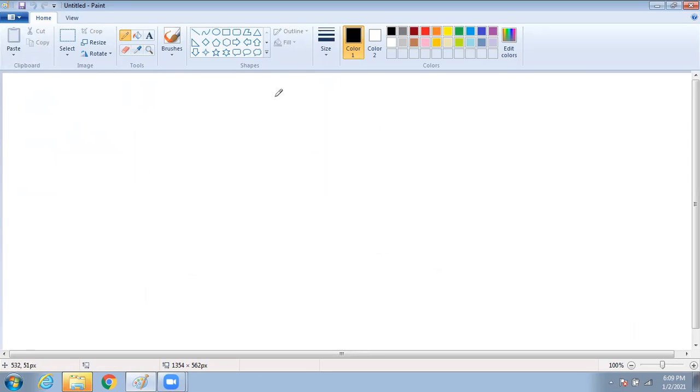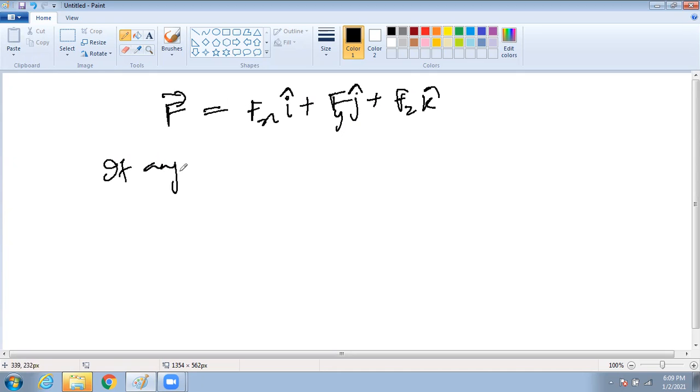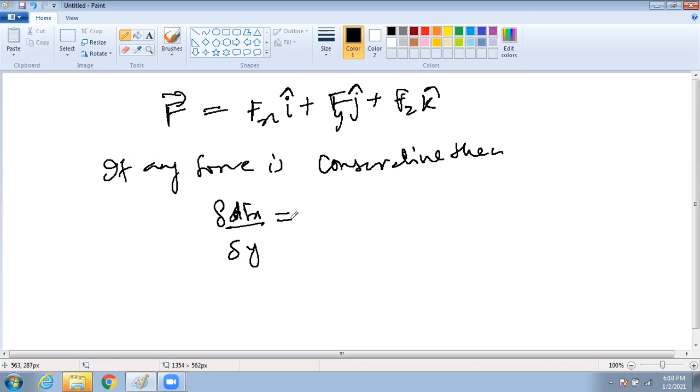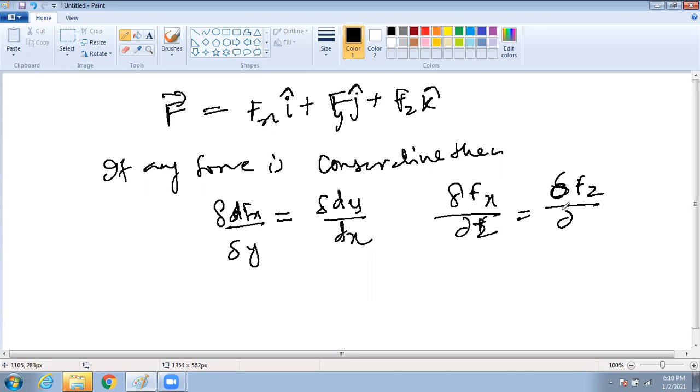Okay. So now you have a force which is a three-dimensional force. I can write this force as Fx i cap, Fy j cap, and Fz k cap. If any force is conservative, then ∂Fx/∂y is equal to ∂Fy/∂x, ∂Fx/∂z is equal to ∂Fz/∂x, and ∂Fy/∂z is equal to ∂Fz/∂y.